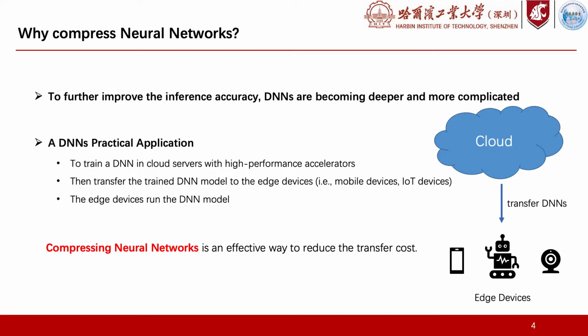For instance, a typical application is to train a DNN in the cloud servers with high-performance accelerators, such as GPUs and TPUs, and then transfer the trained DNN model to the edge devices to provide intelligent and effective service, while the cloud-to-edge data transfer is very costly. Compressing neural networks is an effective way to reduce the data transfer cost. However, existing approaches focus on two ways, including traditional data compression and model compression.